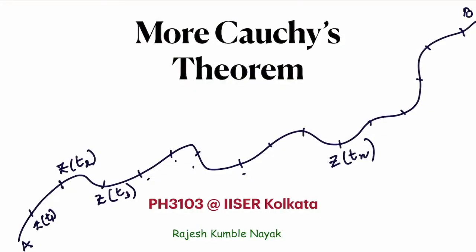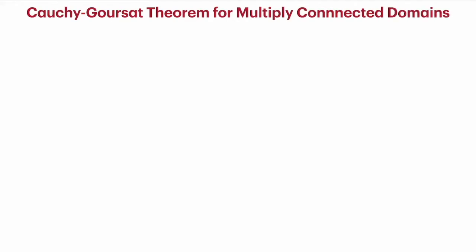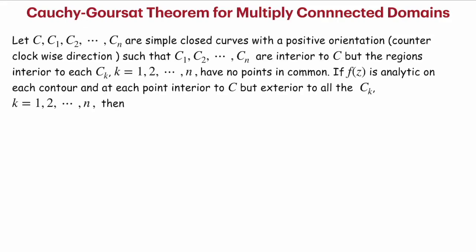More Cauchy's theorem. This is a part of course PH 3103 at ISR Calcutta by Rajesh Nayak. Cauchy's theorem is also called the Cauchy-Gauss theorem. Somehow I find it very hard to pronounce this name together, so I simply say Cauchy's theorem for a multi-connected domain. So we have seen how it works with the simply connected domain. Now we have extended it over to multiply connected domain.